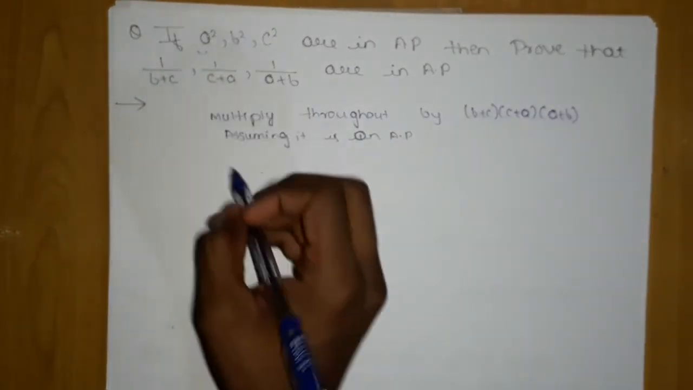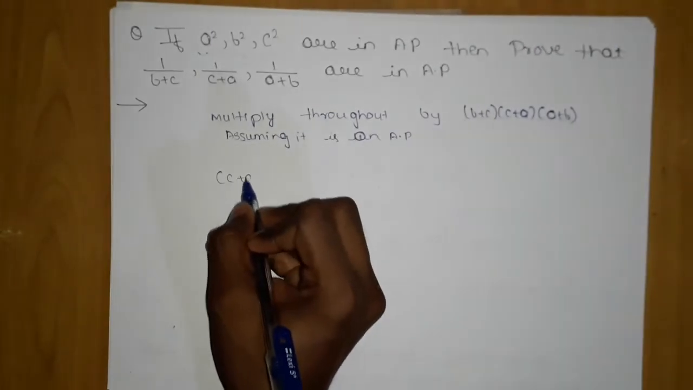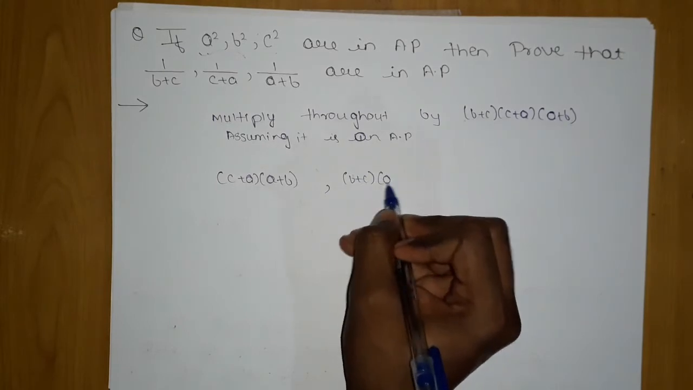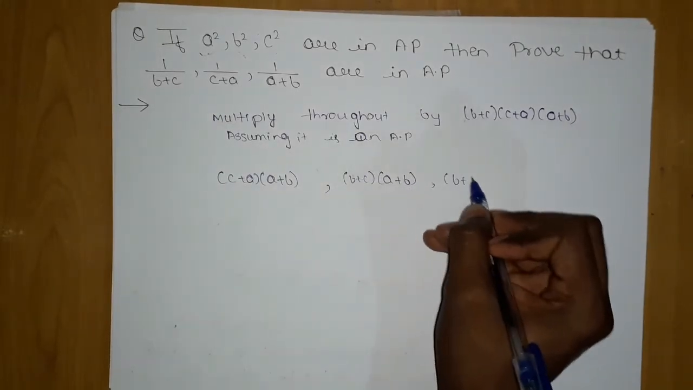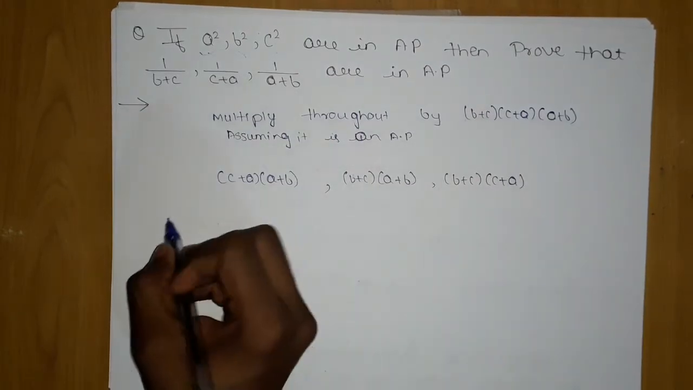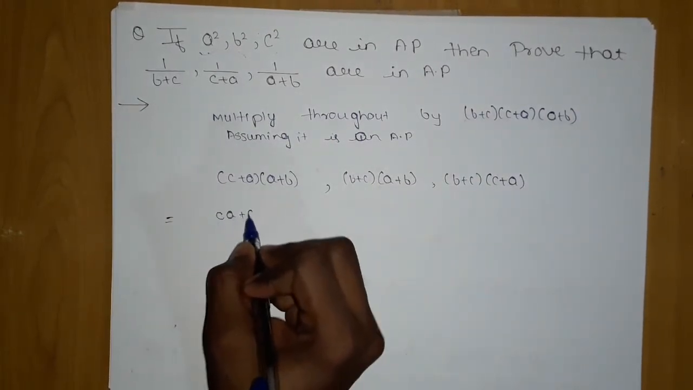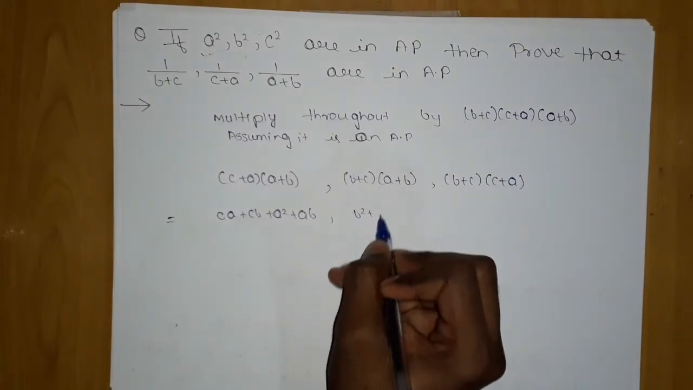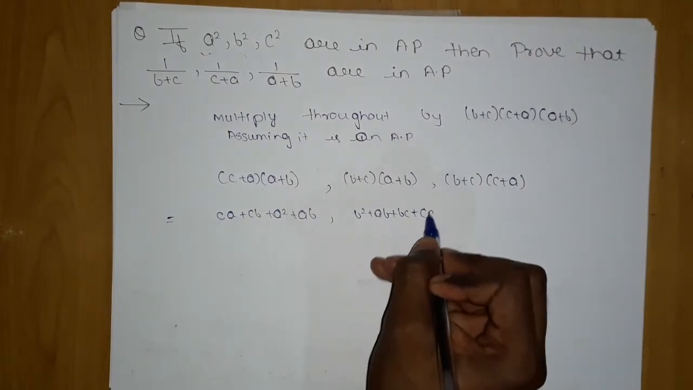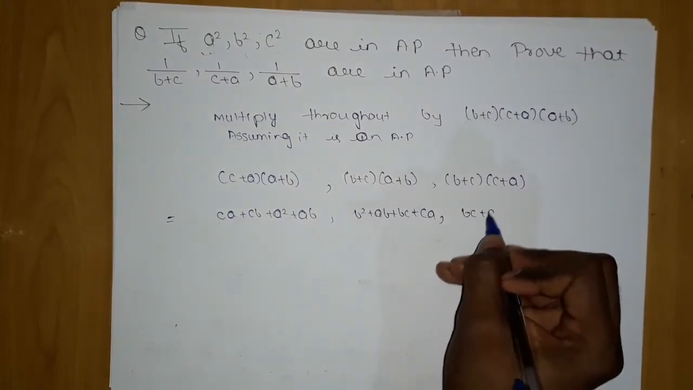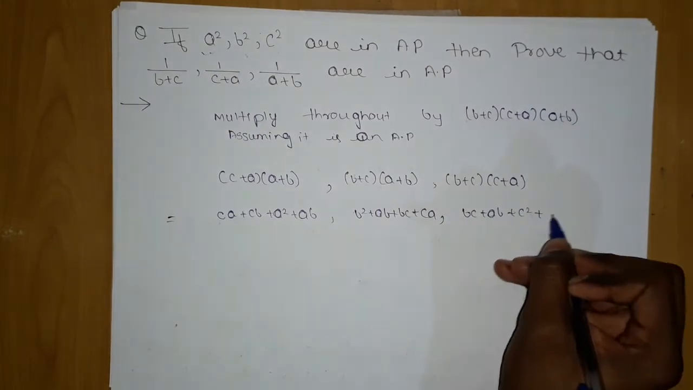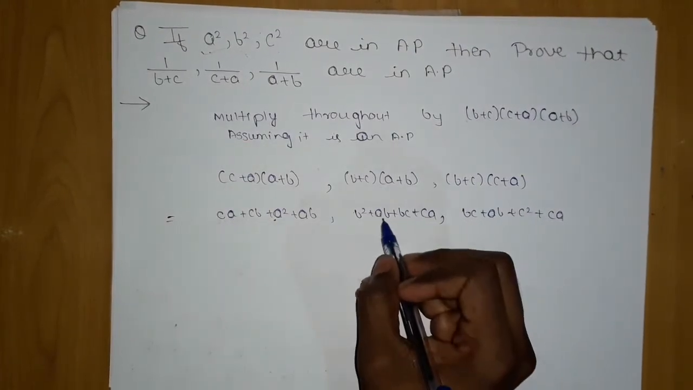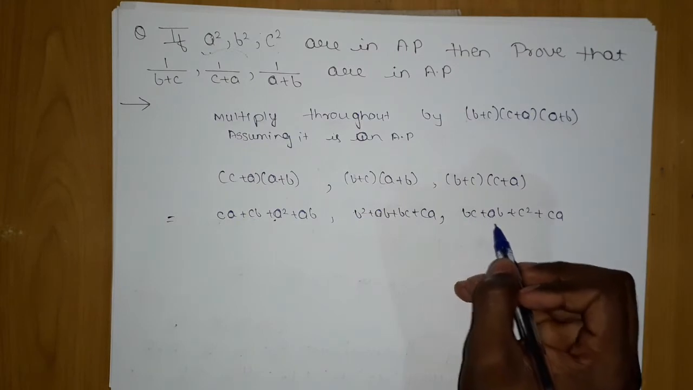Now if I multiply throughout by this, what do we have? (C plus a) into (a plus b). Similarly here we have (b plus c) into (a plus b), and here (b plus c) into (c plus a). If I simplify this, I have ca plus cb plus a square plus ab, then b square plus ab plus bc plus ca, and similarly bc plus ab plus c square plus ca. Now if you see, it is a square plus ac plus cb plus ab. Here also ab, bc plus ca, here also bc, ab plus ca.